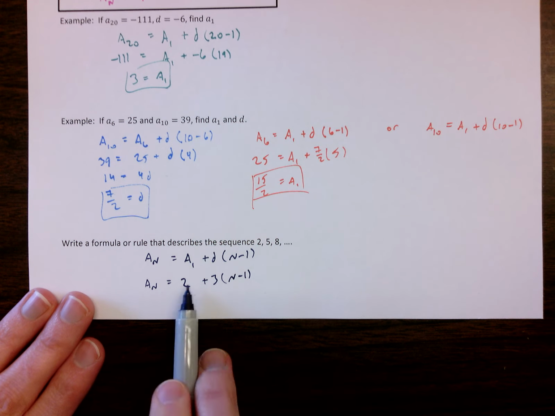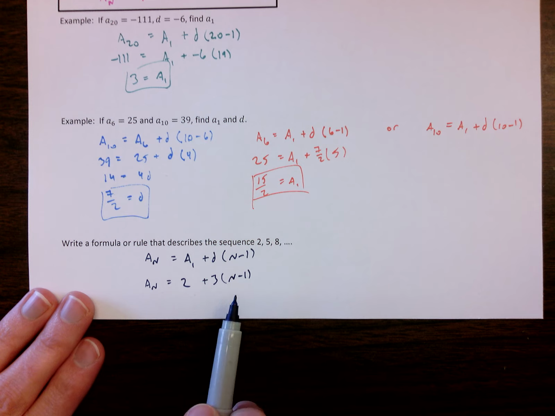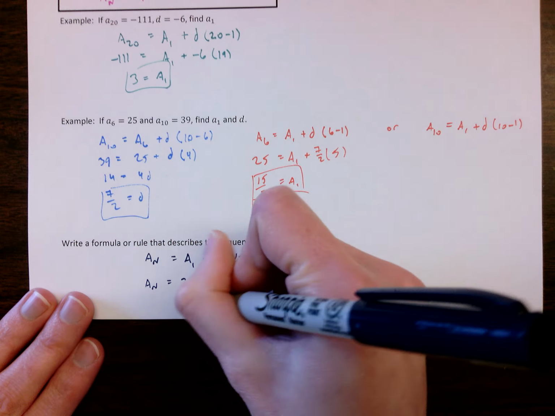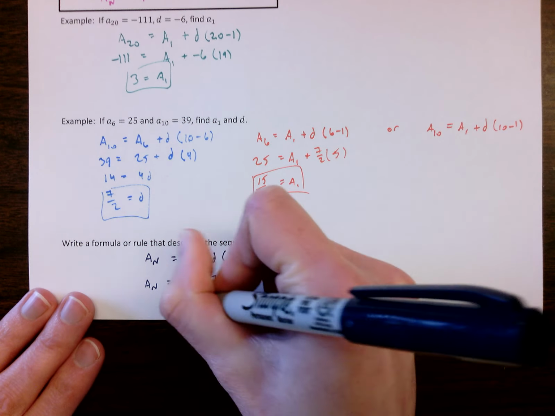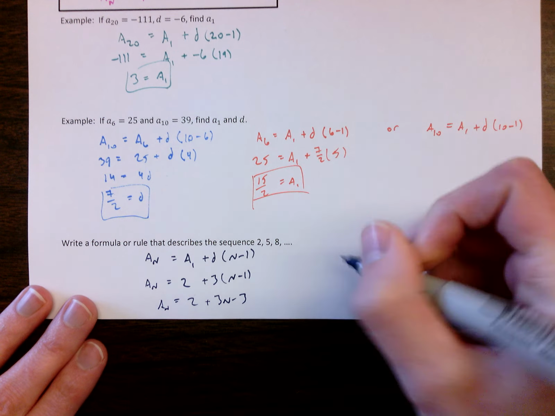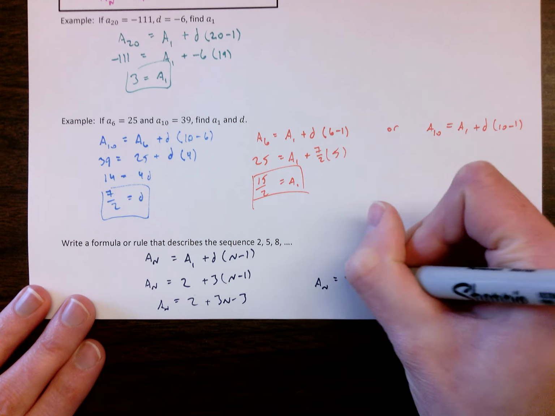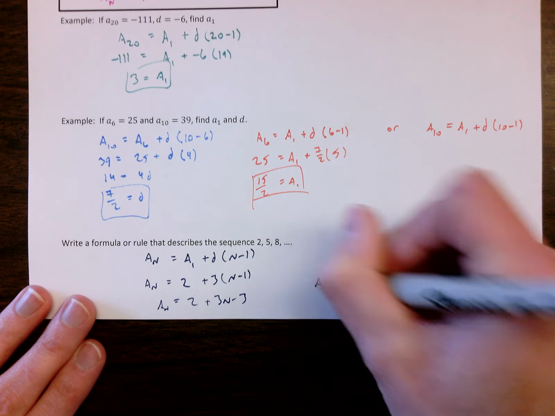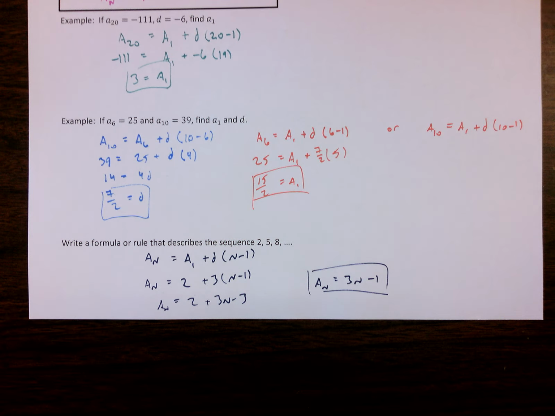And then from there, I'm just going to simplify this and clean it up a little bit. So I'm going to do a distributive property here. So that'll be 3n minus 3. And then I'm going to combine some like terms. And my rule is going to be 3n minus 1.